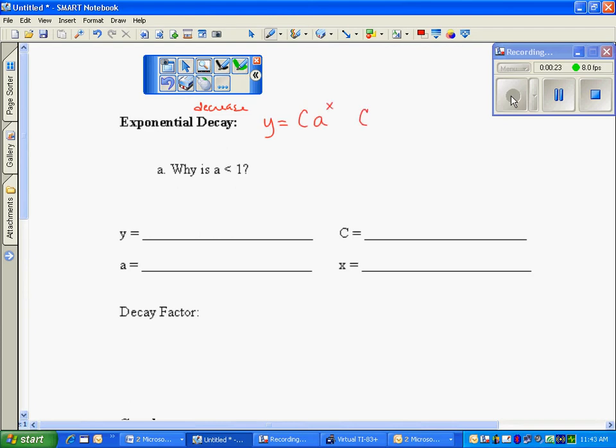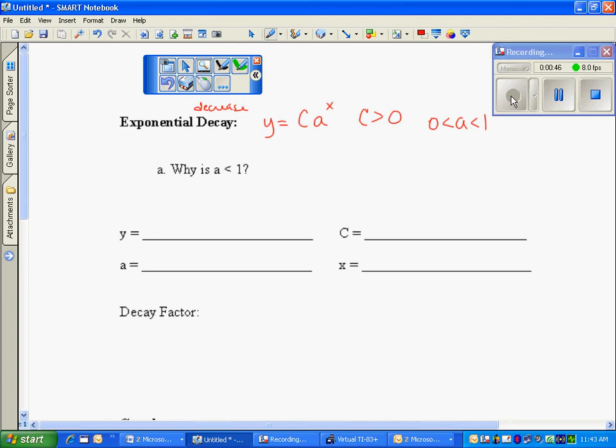C has to be greater than 0. I wouldn't have anything left. And now we need to redefine a. My growth factor is going to become decay. So to become decay, I have to be less than 1. And again, putting a 0 then is going to make everything go away. So you have to stay between 0 and 1.